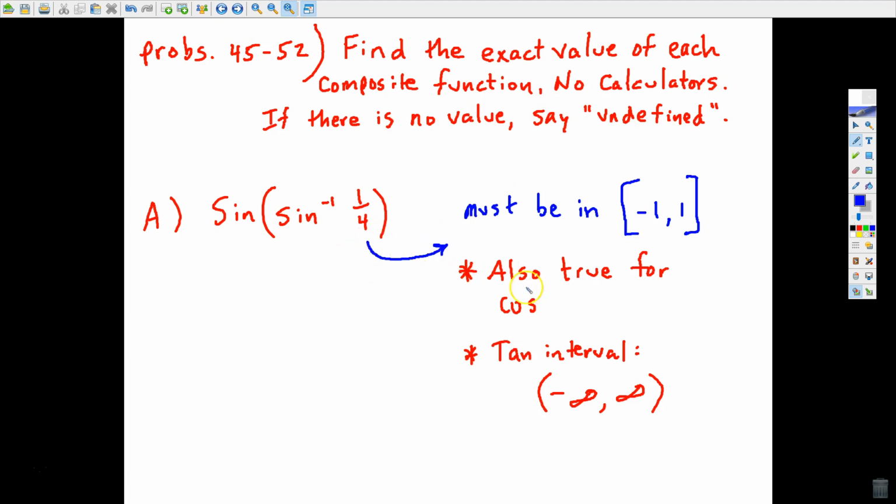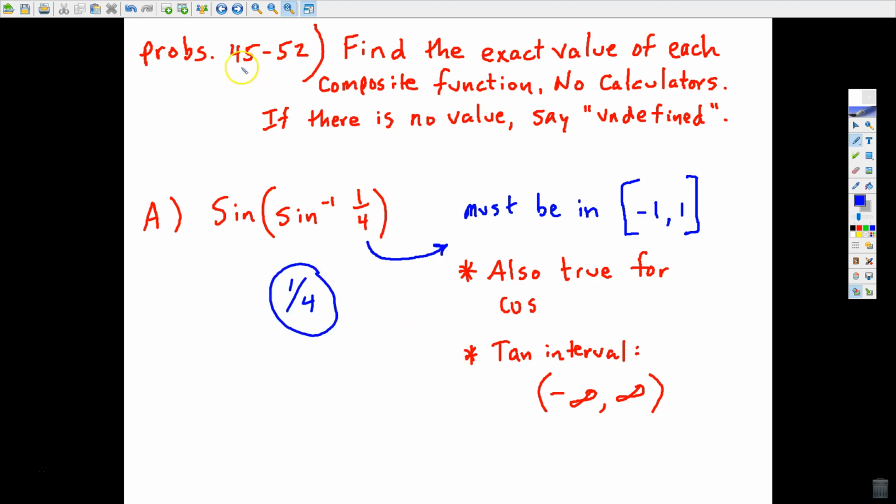All right, so for sine and cosine, the value must fall between -1 and +1, inclusive. For tangent, it's any real number. Remember, the tangent graph goes forever and ever, both up and down. That would be the range for tangent, so the domain for tangent would be that same set of numbers, all real numbers. Okay, so 1/4 in this case definitely falls between -1 and +1, so that just becomes my answer.